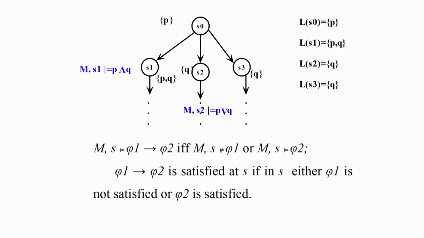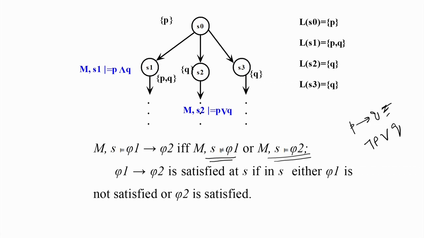So, these are some connectives: whether M, S models phi 1 implies phi 2. We know the equivalence that P implies Q is equivalent to not P or Q. So it says that if M, S does not model phi 1 and M, S models phi 2, that is, if not phi 1 is true in S or phi 2 is true in S, then we can say that M, S models phi 1 implies phi 2.